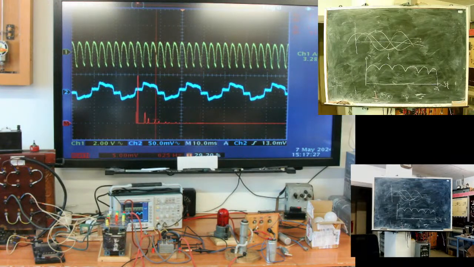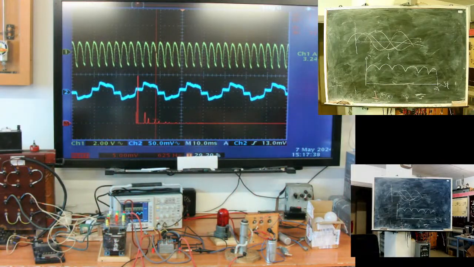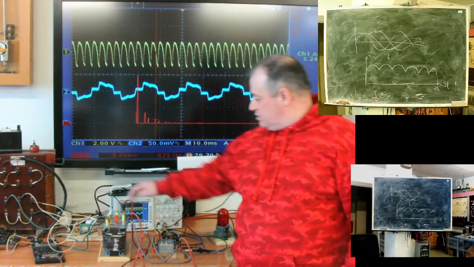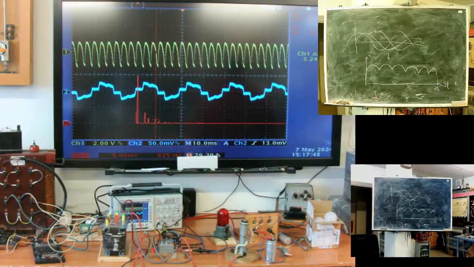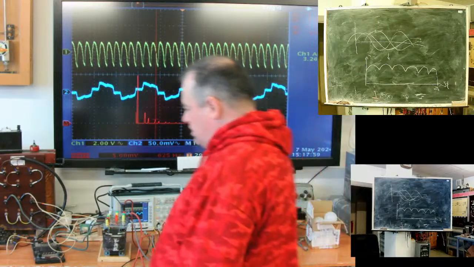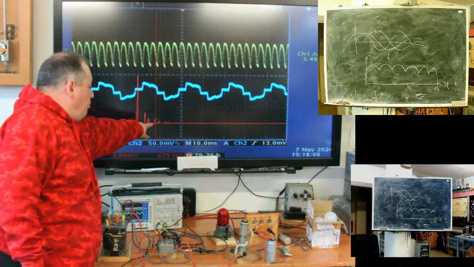Because I have an isolated neutral on the secondary side. Zero sequence, or third, 9th and so on harmonics cannot flow. See? The center of the star is disconnected. On the primary side of the transformer, if you have a really powerful rectifier with its transformer, there will be no third harmonic from the rectifier. See this gap?